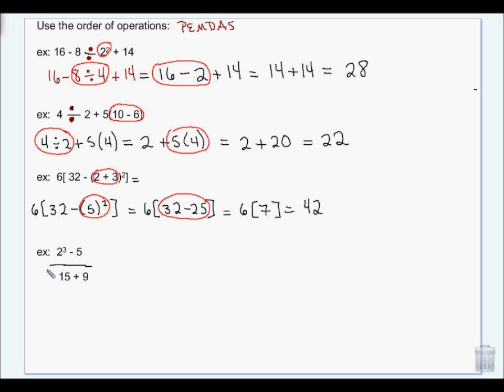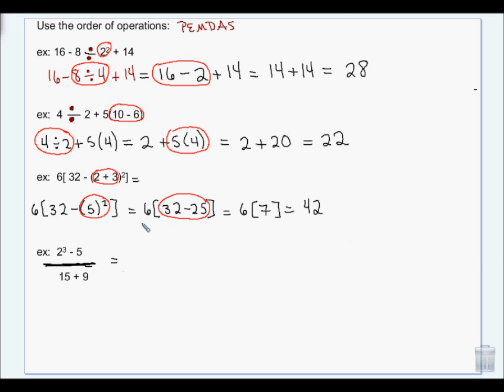So I'm going to do that multiplication. When you have a problem like this where you have a fraction, this fraction bar, if it has stuff to do on the top and the bottom, it acts like a parenthesis too. So what I need to do is I need to do what's on the top of the fraction and what's on the bottom of the fraction first, and then I can do this division.